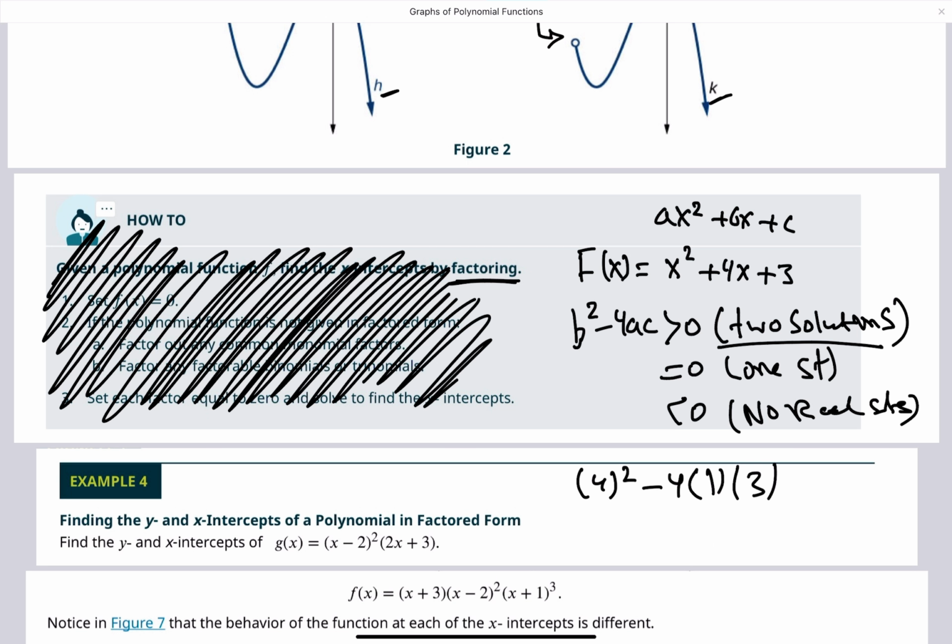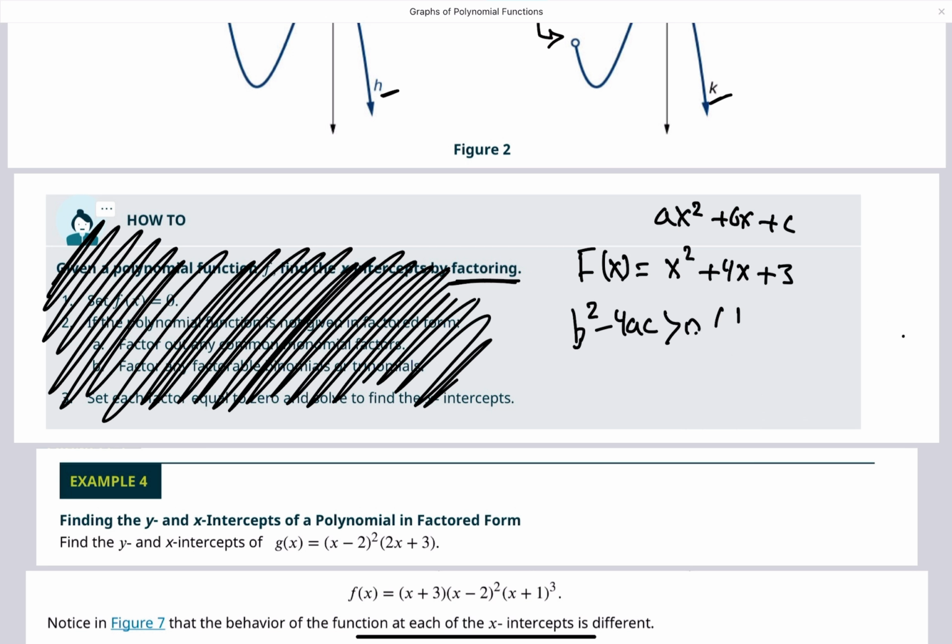Now, if it was equal to 0, you would only get one solution. Let me give you a quick example on that. Let's say I have x squared plus 2x plus 1.